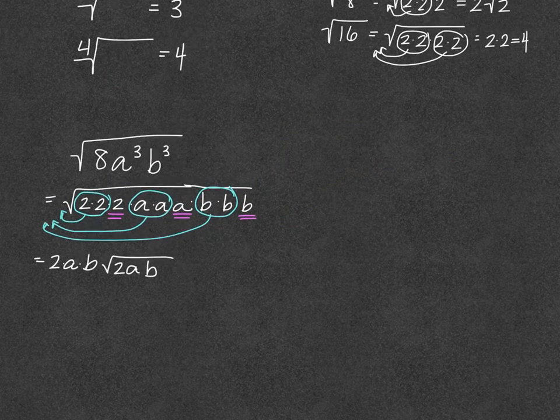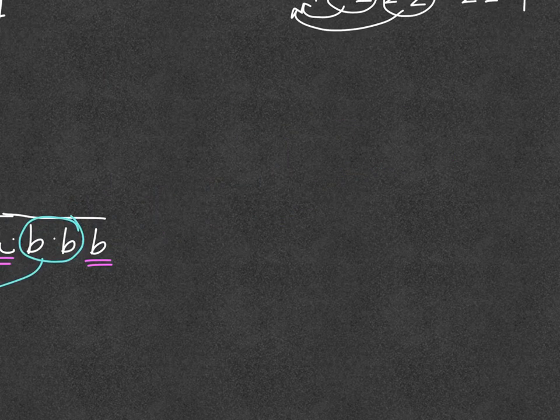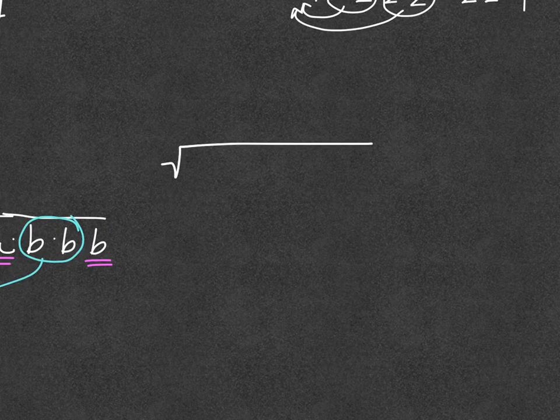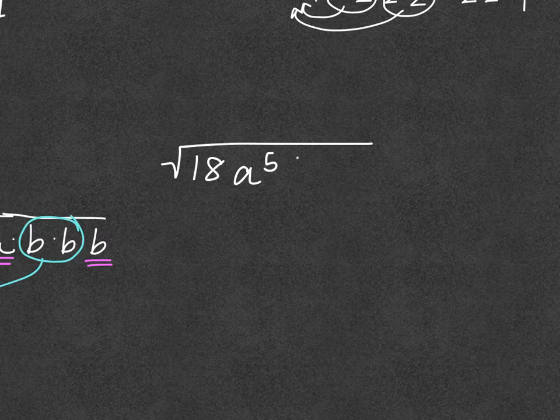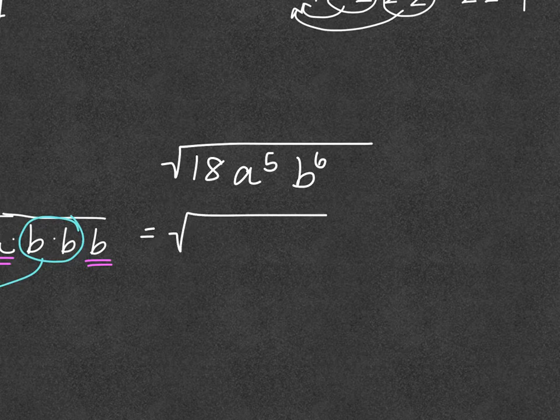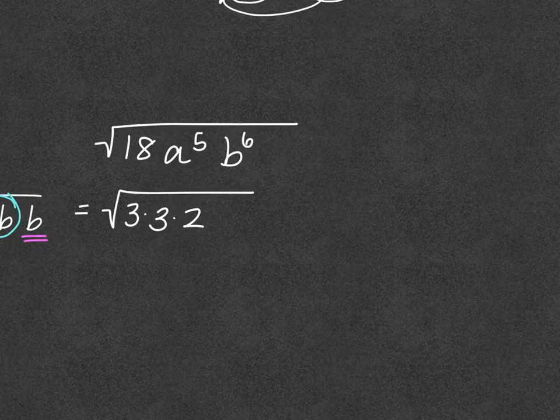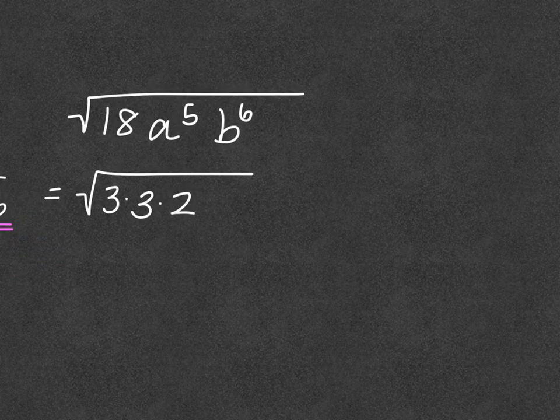Now let's do one more, maybe a little bit more complicated. What if I have square root of, let's say, 18, and I have A to the 5th and B to the 6th. Now again, this is a very Big Mama. So I'm going to break 18 down. 18 breaks down into 3 times 3 times 2. It's a prime factor tree. Review prime factor trees if you're not sure how to break 18 down.